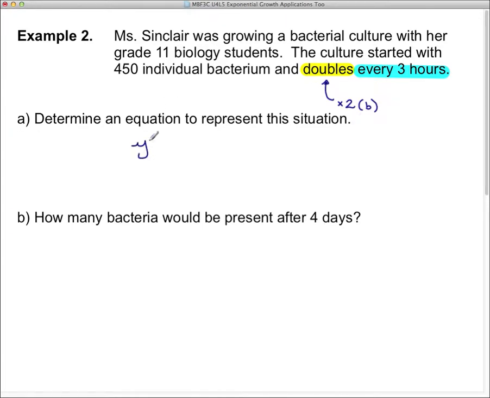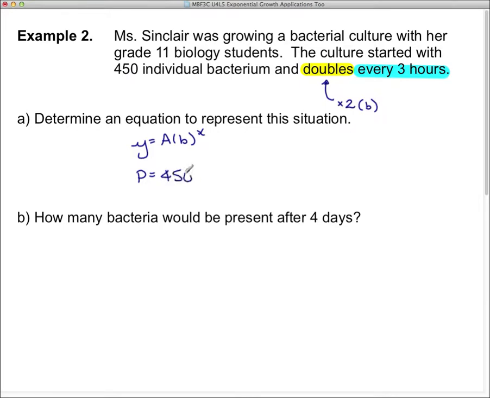So let's write out the general form. Y equals a x to the exponent, not x, that should be b. Oopsie daisy. B to the exponent x. Now, in this case, we're talking about bacteria, or the population of bacteria. So I'm going to use P to stand for the population of bacteria. A is the thing we start with, which is 450.